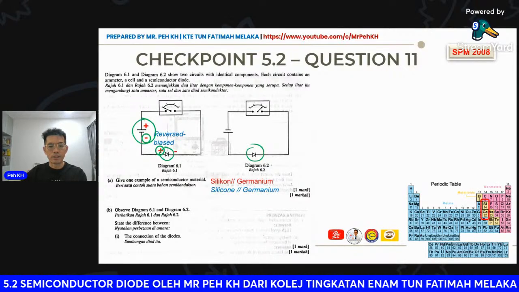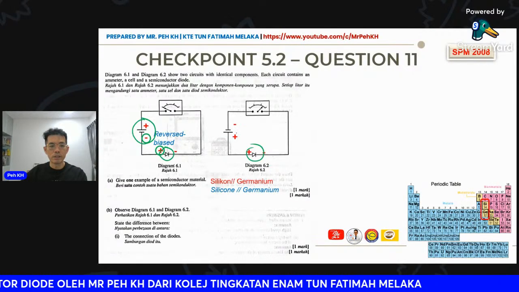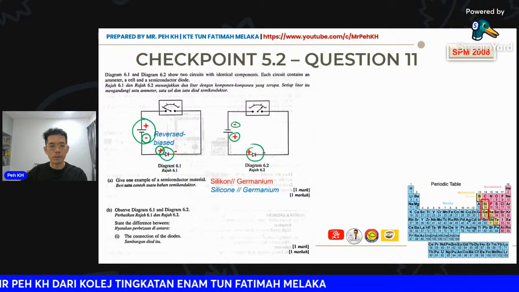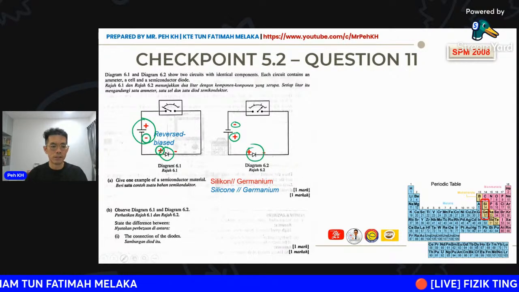Then for 6.2, here are the positive and negative terminals of the battery, and here are the positive and negative terminals of the diode.